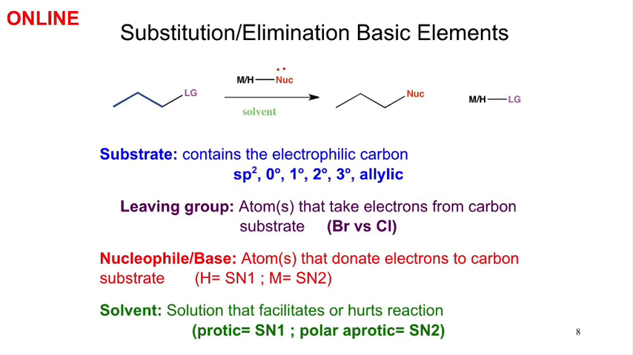You'll hear a reference to our zero row primary, secondary, tertiary. You might hear a reference to sp2 and allylic. What would be an sp2? Let's take a look at the substrate that's drawn immediately for us. Is that zero primary, secondary, or tertiary? We look at where our leaving group is located. That carbon is connected to how many other carbons? One, which means it is primary.